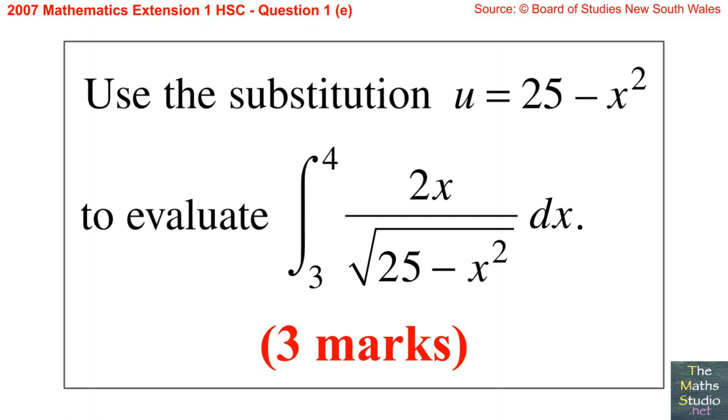Question 1, Part E. Use the substitution u equals 25 minus x squared to evaluate the integral of 2x over the square root of 25 minus x squared dx from x equals 3 to x equals 4.